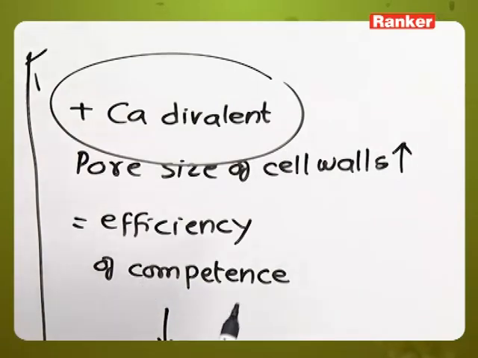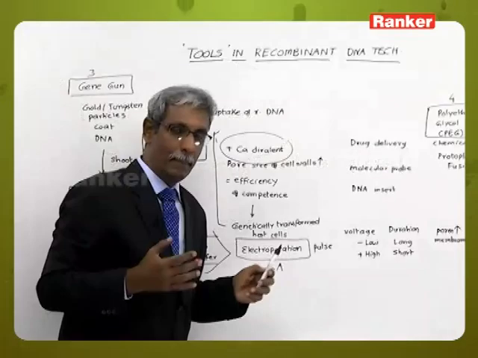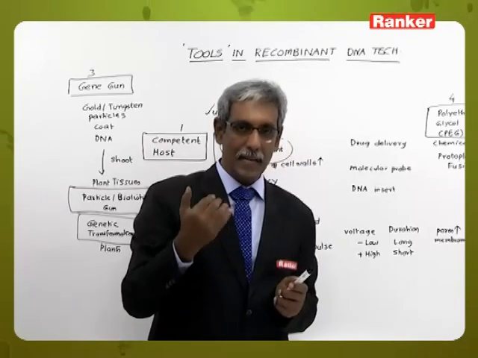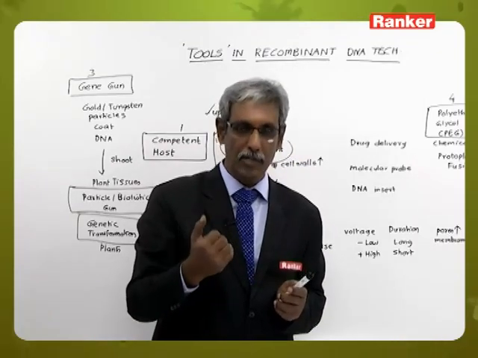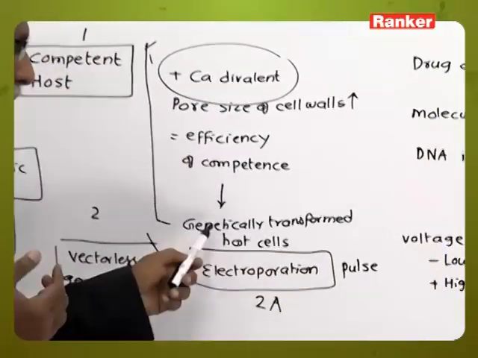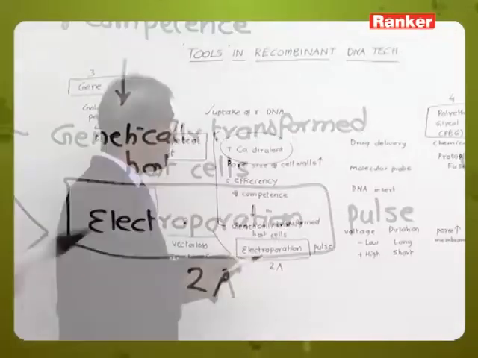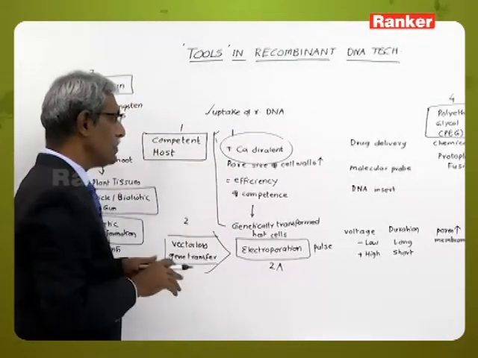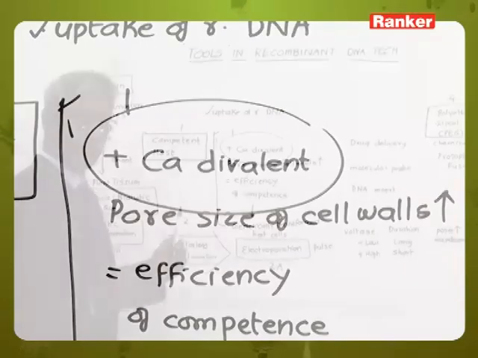Thereby you will find that a bacterial cell, after it becomes competent, we say it has taken up the foreign DNA of interest or the foreign gene of interest, and this host cell is said to be genetically transformed. So one method for making a competent cell is by using calcium divalent ions.